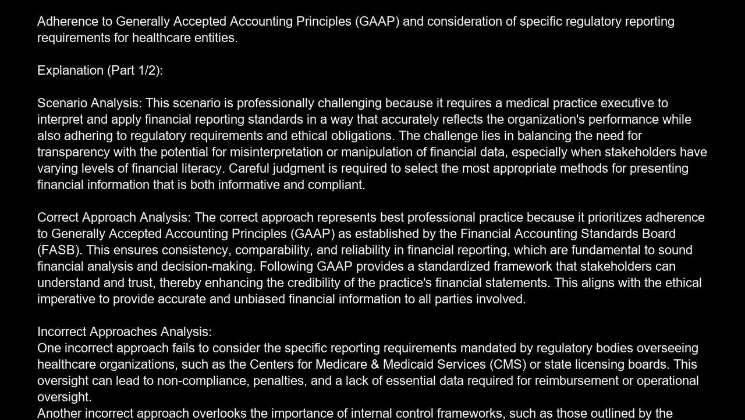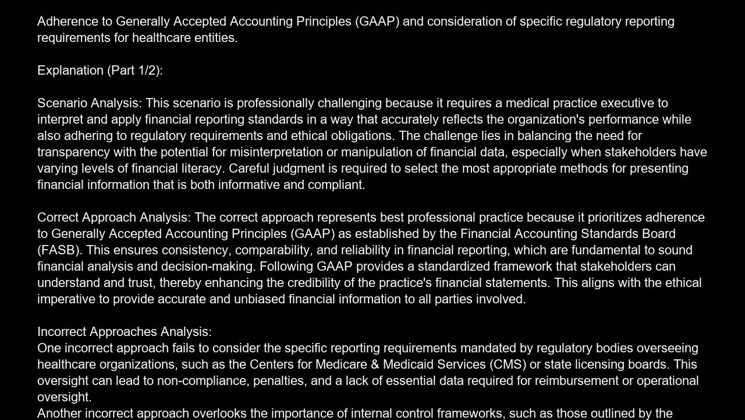Explanation. Scenario analysis. This scenario is professionally challenging because it requires a medical practice executive to interpret and apply financial reporting standards in a way that accurately reflects the organization's performance while also adhering to regulatory requirements and ethical obligations. The challenge lies in balancing the need for transparency with the potential for misinterpretation or manipulation of financial data, especially when stakeholders have varying levels of financial literacy. Careful judgment is required to select the most appropriate methods for presenting financial information that is both informative and compliant.